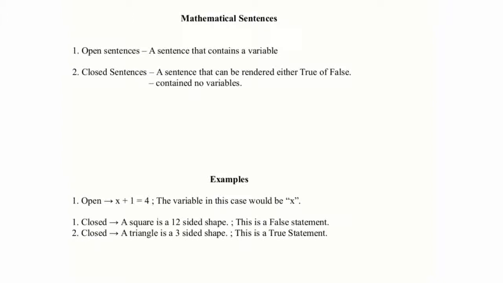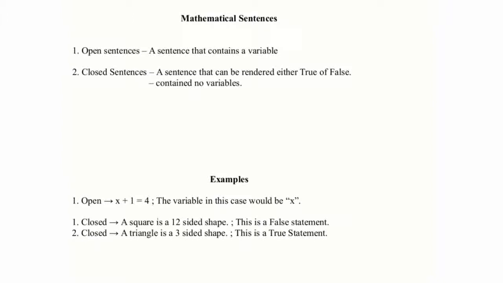Looking at the open example, the first and only open example in the examples down below, you'll see that x plus 1 equals 4. In this case, the variable would be x. So a closed sentence is just simply a sentence that can be rendered either true or false. Closed sentences cannot ever contain a variable.